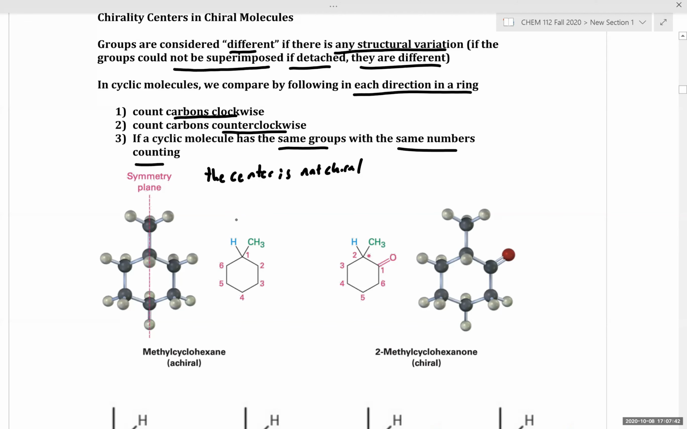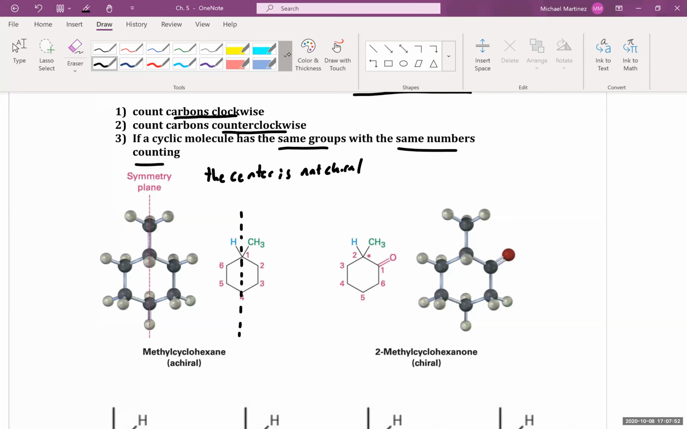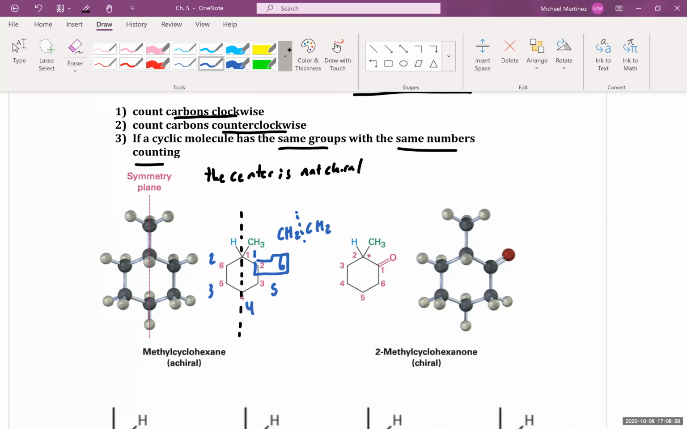So for example, methylcyclohexane is achiral. The reason being, one, it has a clear axis of symmetry if you want to use that argument, but also if you label and count your carbons clockwise and counterclockwise, you notice that at each carbon, for example at this carbon here, we have the same substituents. And because we have the same substituents at each carbon, the two substituents attached to this center are identical. As a result, this center is achiral.